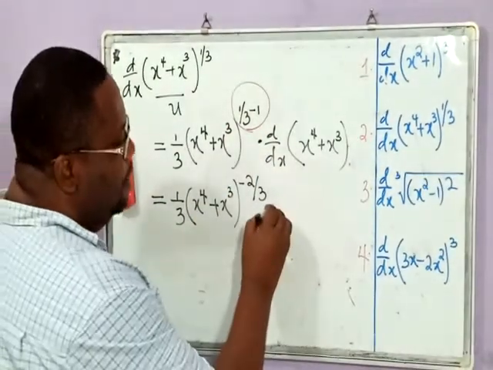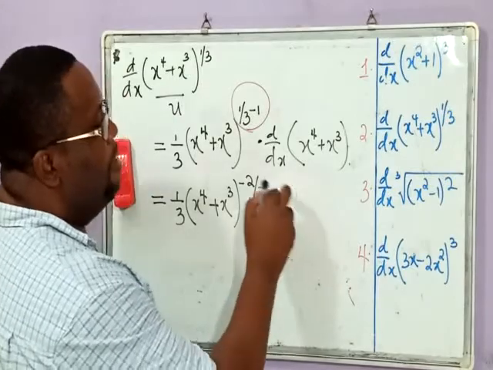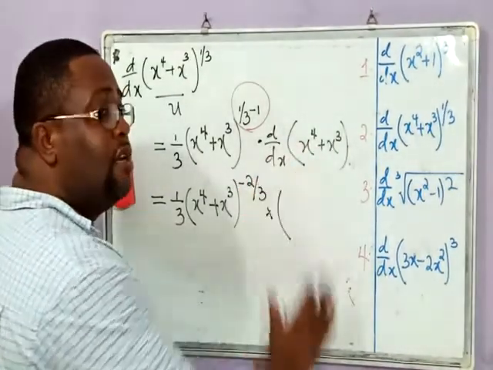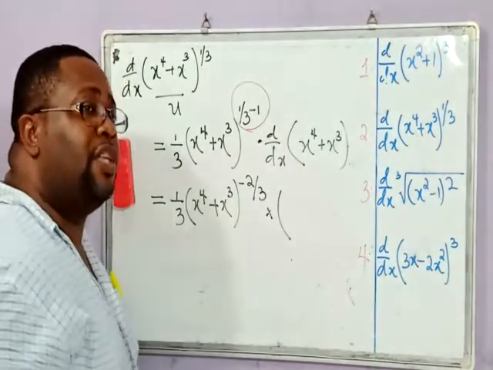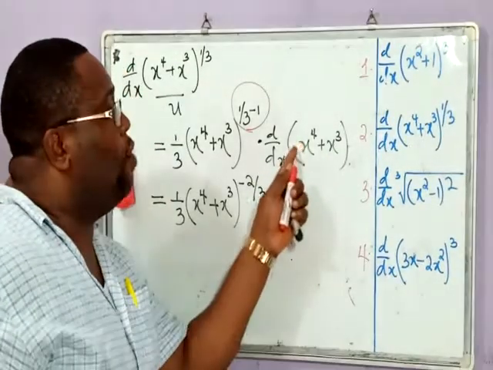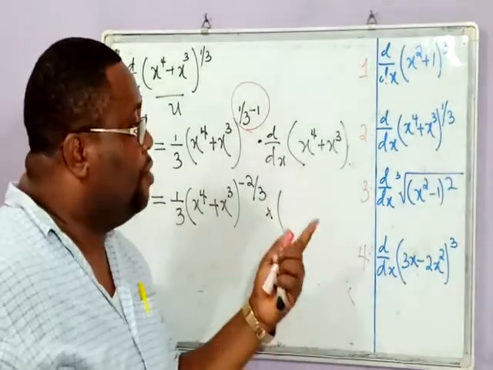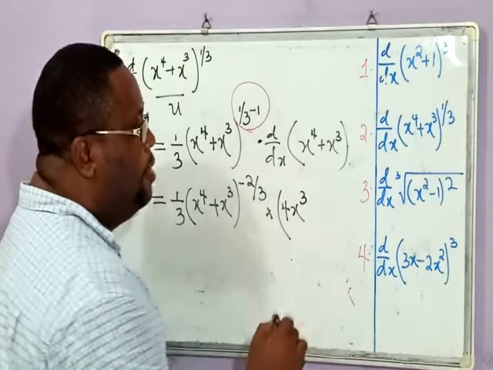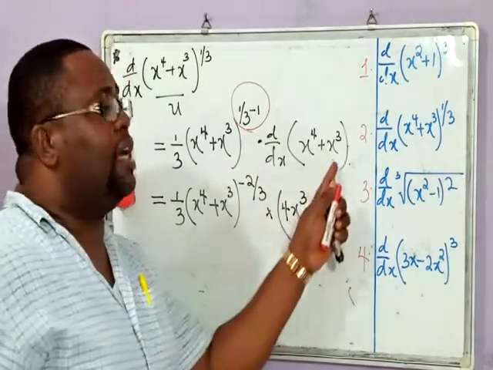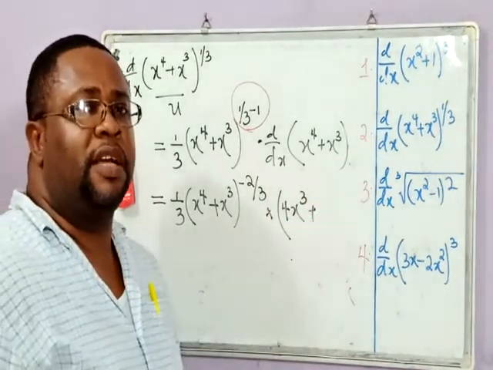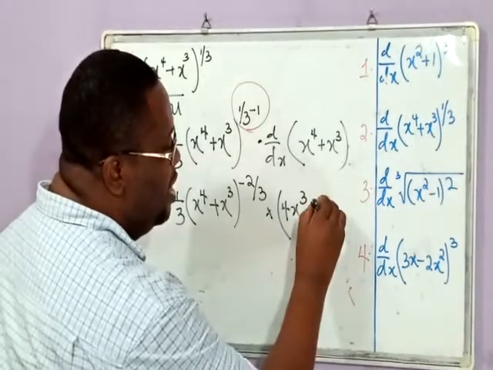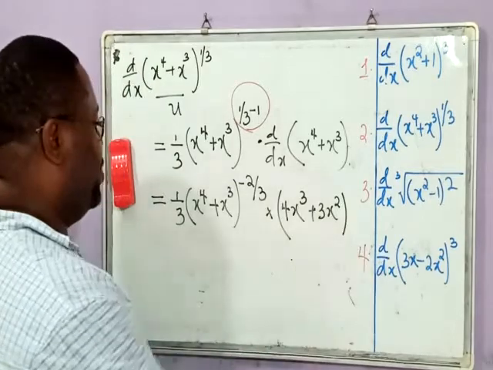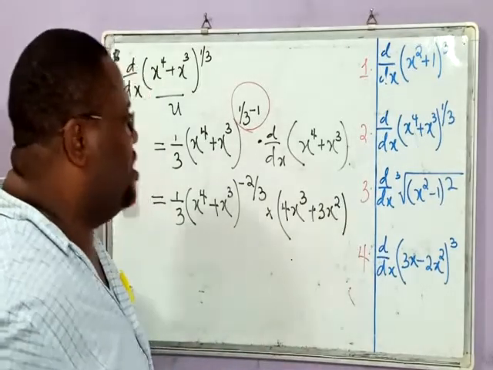Perfect. Now we are multiplying by the derivative of the inside. This is now where we are going to perform the differentiation. When you differentiate x to the power 4, you bring down 4 and subtract 1. Now when you do that, you're simply going to get 4x cubed. And then when you differentiate x cubed, you're simply going to get 3x squared. Okay? So we have 3x squared. And we close. So basically, this is the end of the problem.